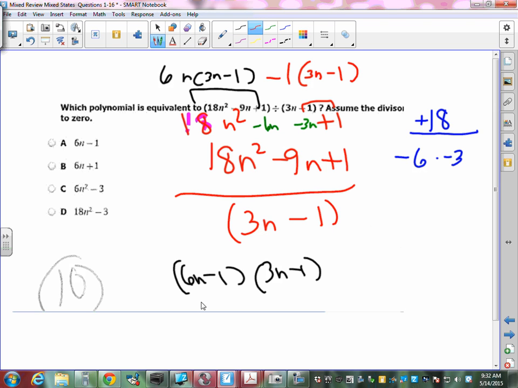a parentheses around it. Okay, so what we've done is we have factored the numerator totally, the denominator is factored, and now we can divide, which is another word for just cancel. What cancels? Okay, 3n minus 1, they cancel each other. So what's the answer?